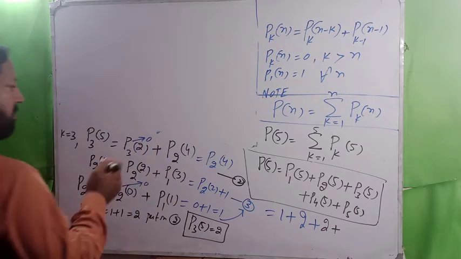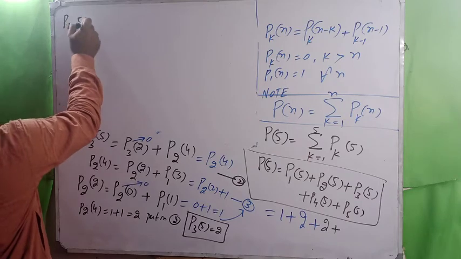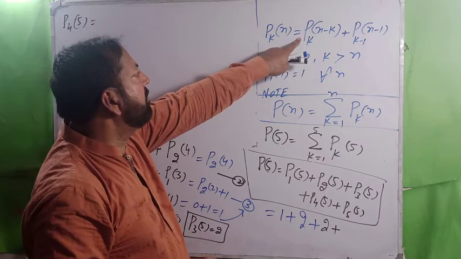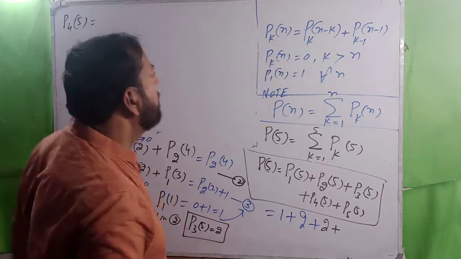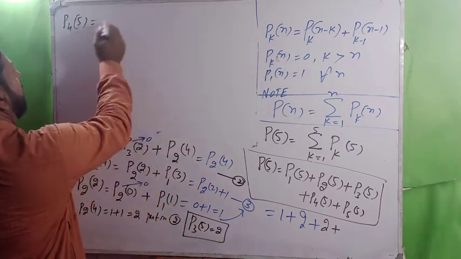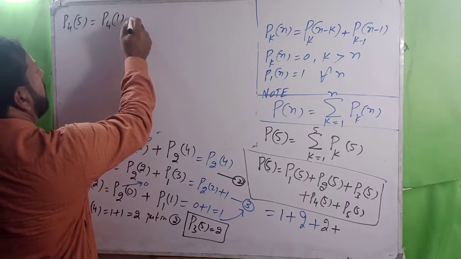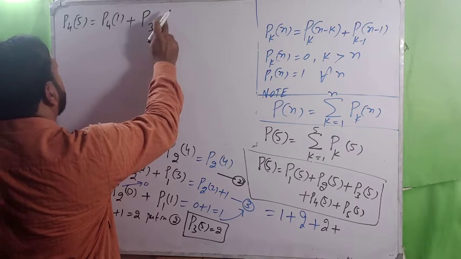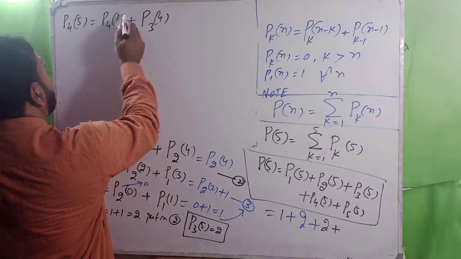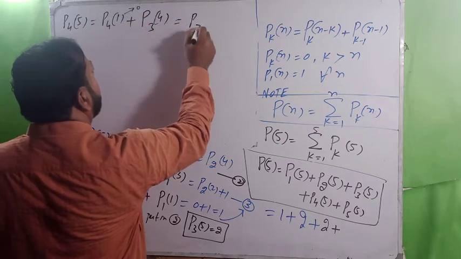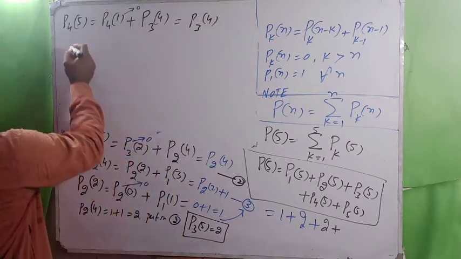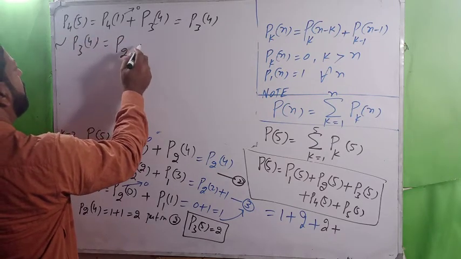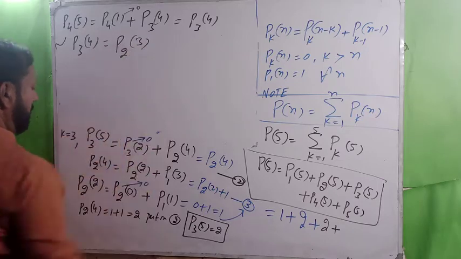Similarly, if you find P(4,5), this is equal to P(4,1) plus P(3,5) minus 1, which tends to 0, and this is equal to P(3,4). Similarly, P(3,4) will be equal to P(2,3).